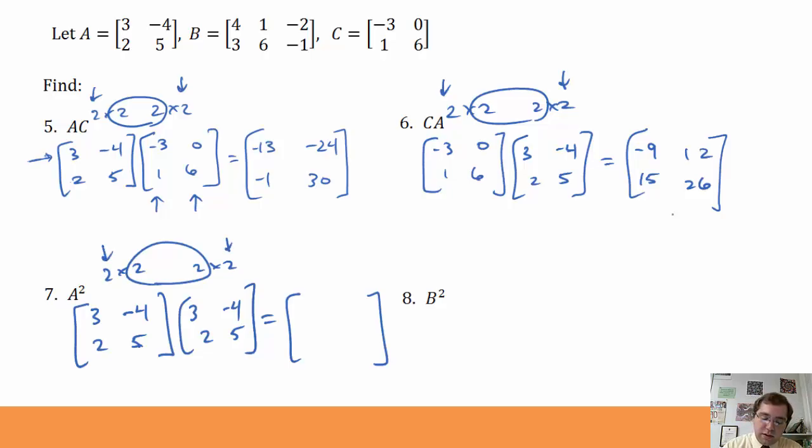Top left corner, 3 times 3 plus negative 4 times 2. 9 plus negative 8, 1. Top right corner, 3 times negative 4 plus negative 4 times 5. It's negative 12 plus negative 20, negative 32. Bottom left corner, 2 times 3 plus 5 times 2. That's 6 plus 10 is 16. Bottom right corner, 2 times negative 4 plus 5 times 5. Negative 8 plus 25, 17.